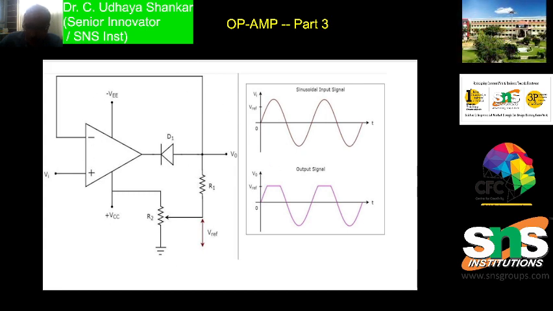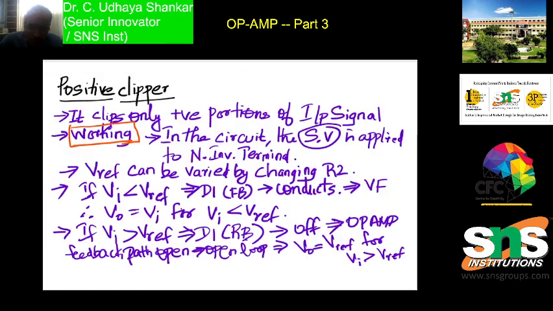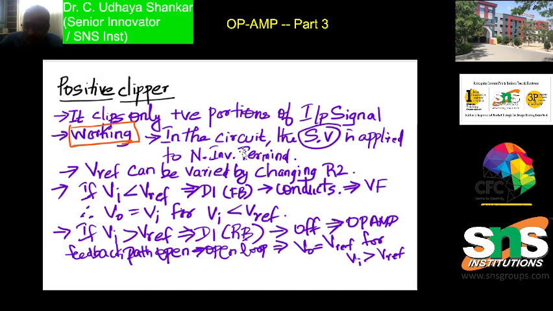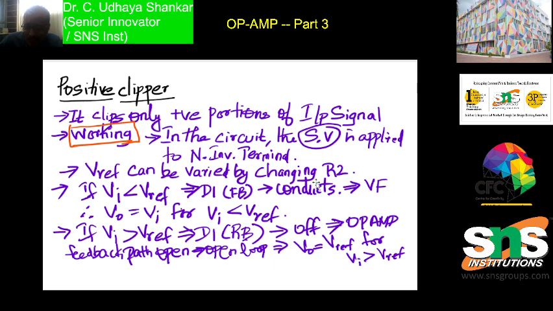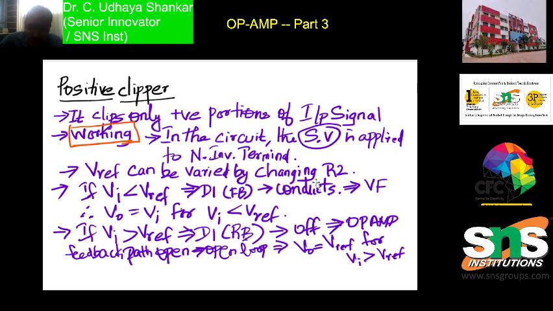So let's go into the detail of working. Here you can see that in the circuit the sinusoidal waveform is applied to the non-inverting terminal, that is the positive terminal, and Vref can be varied by changing the resistance R2. As I've said, the resistance R2 is used to change the Vref.